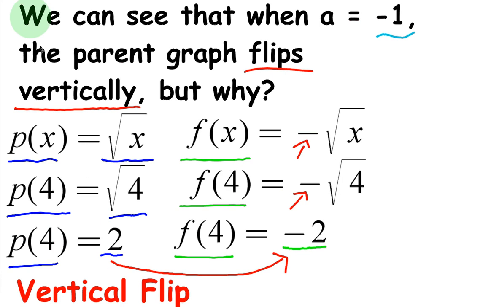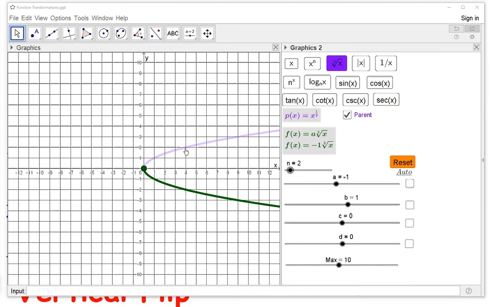Another point on our square root function would be square root of 4 is 2. Again, this is very simple to understand. I'm going to be taking that same y value of square root of 4 and making it negative, so my new y value is going to be negative 2. Okay, so here's p of 4, 2. But for our f of 4, our transformed function is going to give us negative 2.